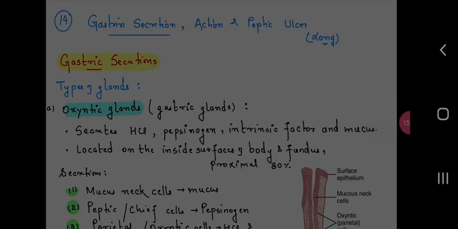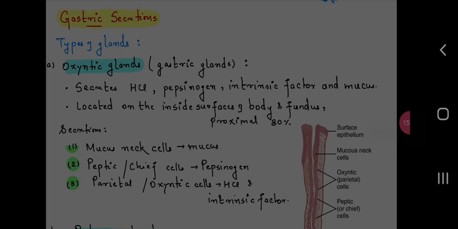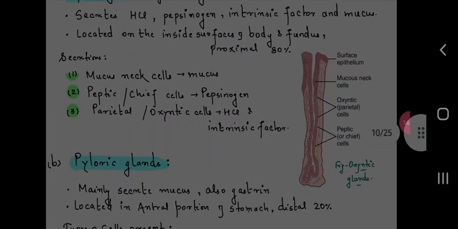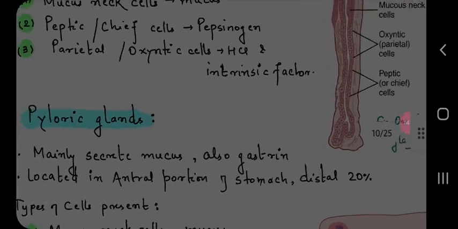Gastric secretion: action and peptic ulcer. Types of gland: oxyntic gland, gastric gland. Oxyntic or parietal cells secrete HCl and intrinsic factor, and chief cells or peptic cells secrete pepsinogen. Intrinsic factor is produced by oxyntic cells and mucus, located on the inside surface of body and fundus, proximal 80%. Secretions are mucus from neck cells, pepsinogen from peptic or chief cells, HCl and intrinsic factor from parietal or oxyntic cells.